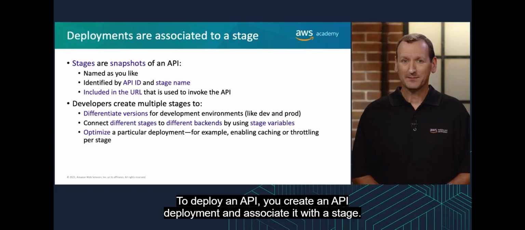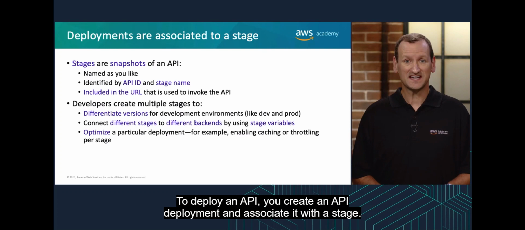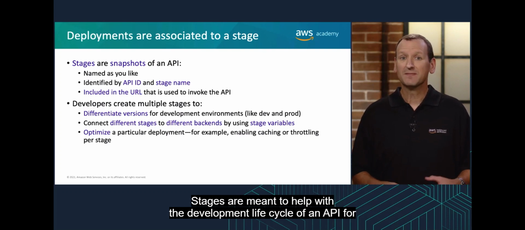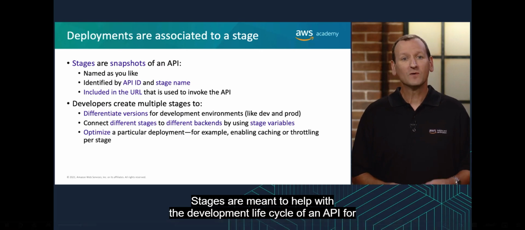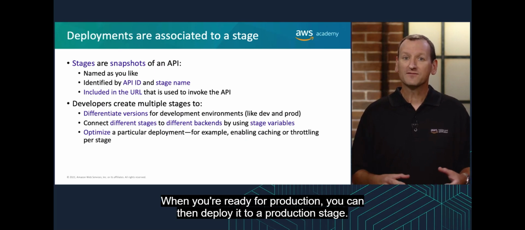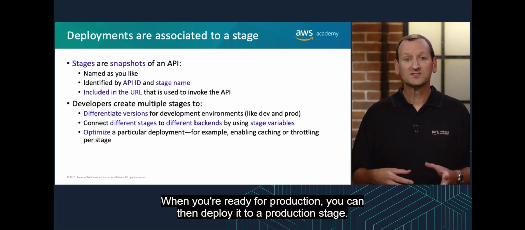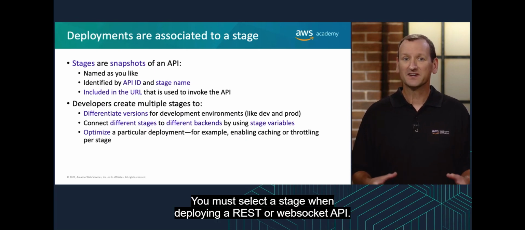To deploy an API, you create an API deployment and associate it with a stage. Stages are meant to help with the development lifecycle of an API. For example, when you first build your API, you deploy it to a development stage. When you're ready for production, you can then deploy it to a production stage. You must select a stage when deploying a REST or WebSocket API.